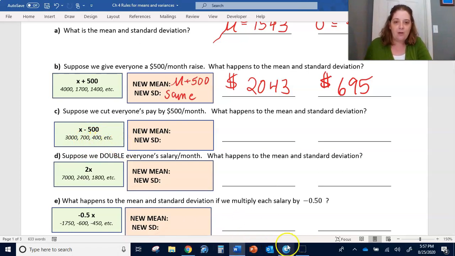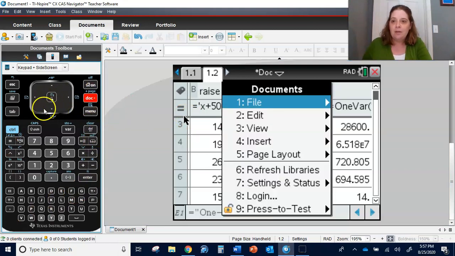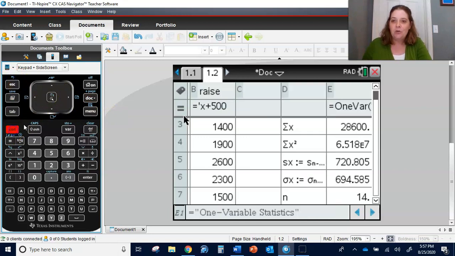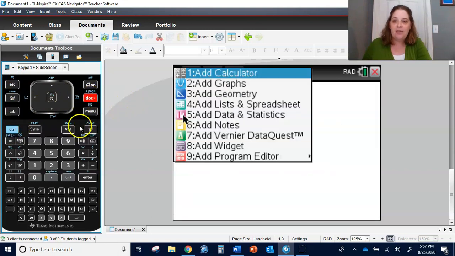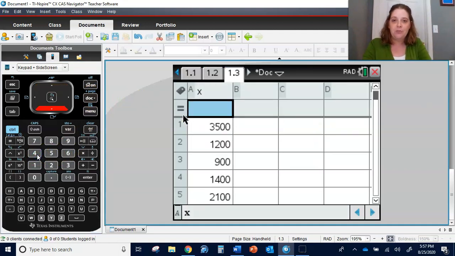So again, I'm going to go back to my calculator and let it do the heavy lifting here. Just to keep this clean, I'm going to add a new page again, using Control and Doc. Here's my list and spreadsheet. And just so that you can see the difference, I'm going to type X in there. There's my variable linked from that first spreadsheet.